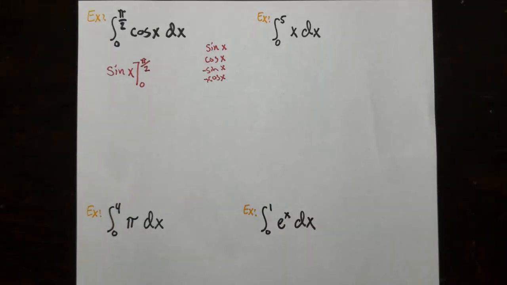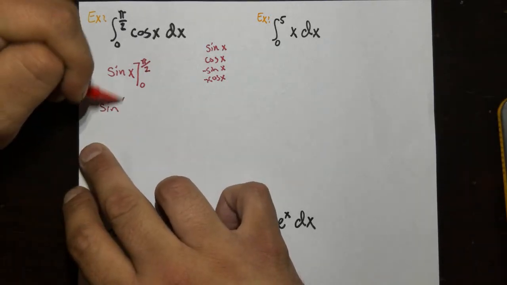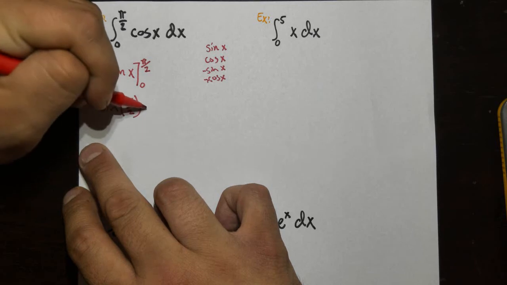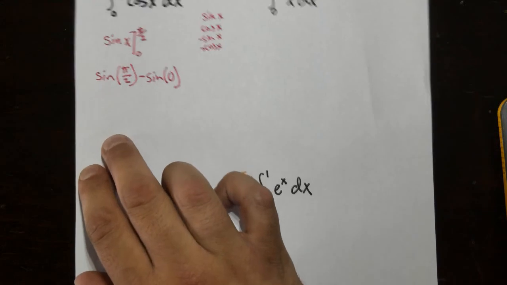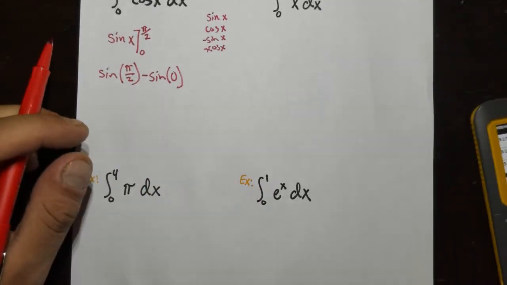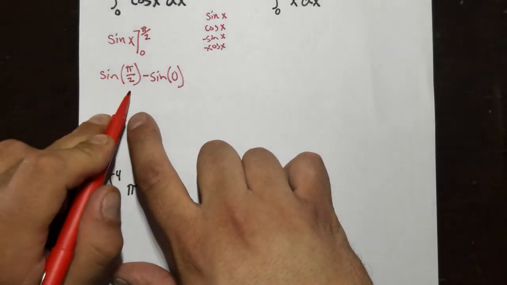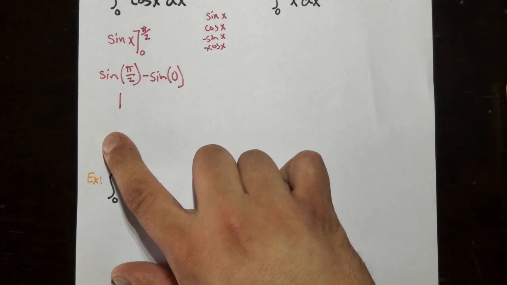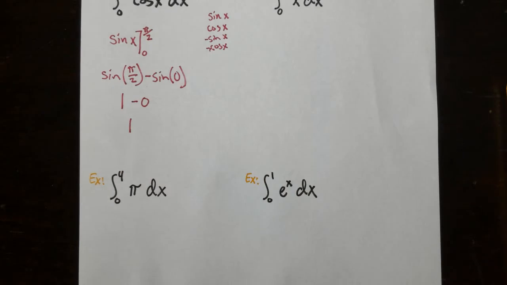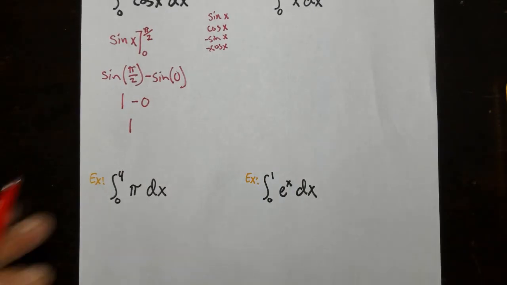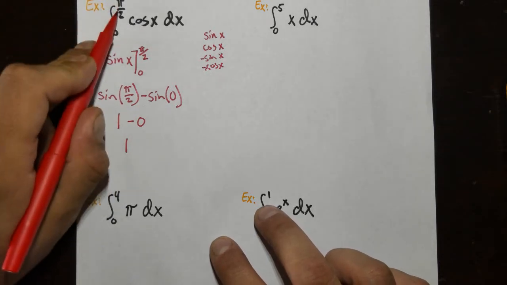And let's see here. So now let's evaluate. We're going to have sine of pi over 2 minus sine of 0. I forgot to put my brackets that time, but that's okay. Well, the sine of pi halves is just 1. The sine of 0 is just 0, so this is going to be 1 minus 0, which is just 1. Awesome. So that is the area under the cosine curve from x equals 0 to x equals pi halves.